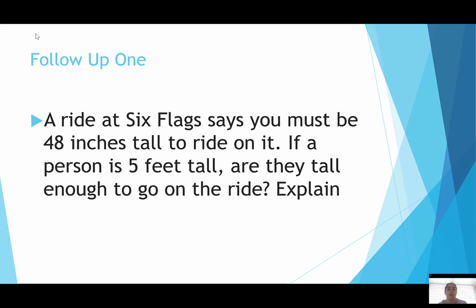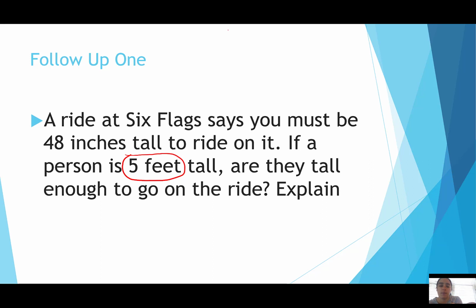We're going to start by going over the follow-up questions from last time. A ride at Six Flags says you must be 48 inches tall to ride on it. If a person is 5 feet tall, are they tall enough to go on the ride? Explain. So we have 5 feet, and we want to convert that to inches. So we want to see if it's more or less than 48 inches.